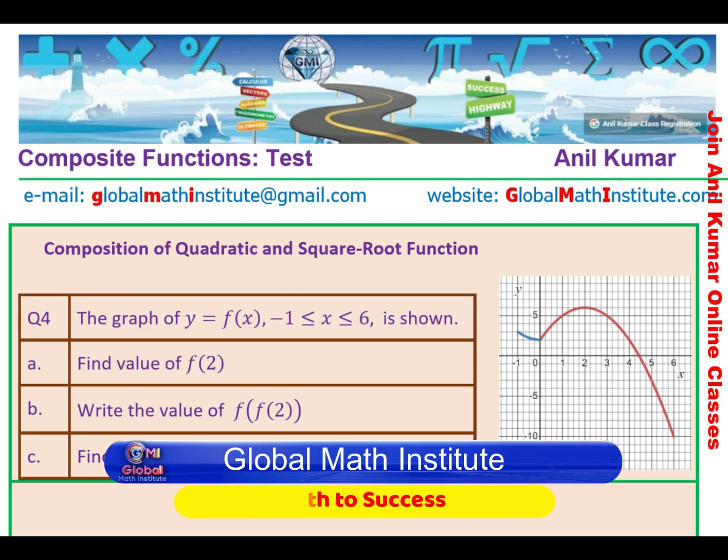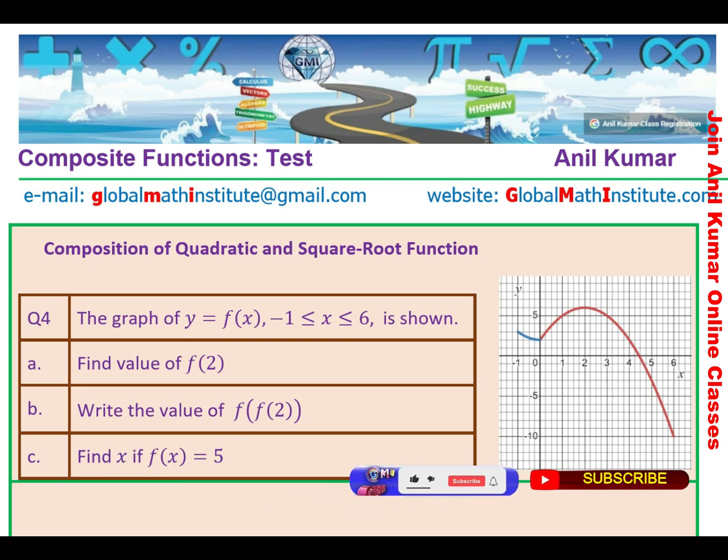Relatively simple. You have to read the graph and write down the values, but a very popular question from a test point of view. Question number 4. The graph of y equals f of x, where x is between minus 1 and 6, both included, is shown in the diagram. Find the value of f of 2. Write the value of f of 2. Find x if f of x is equal to 5.